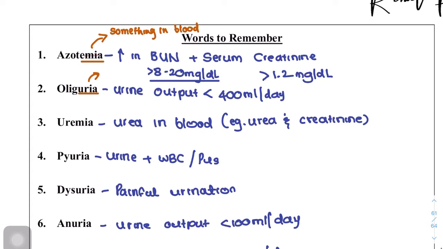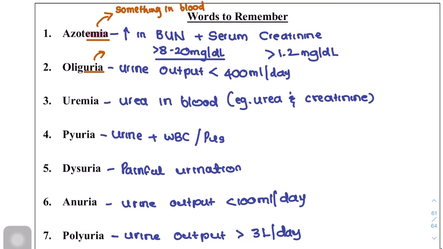This suffix emia means something in blood. So bacteremia is bacteria in blood. So whenever you have the suffix emia, it means something in blood. Okay. Next, urea. This should be pretty easy to understand. This is something in urine.